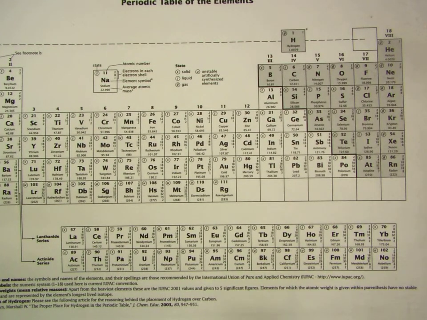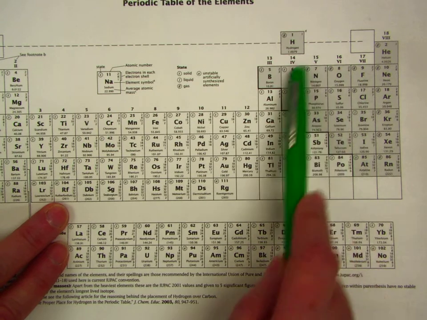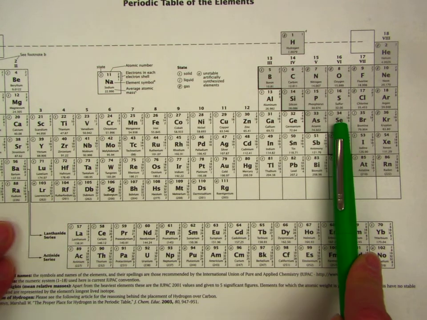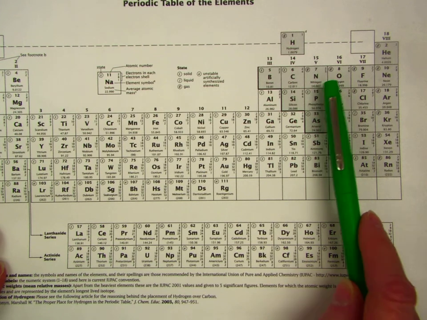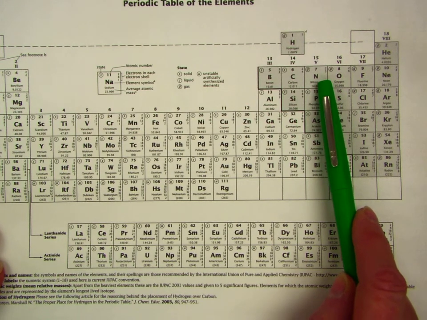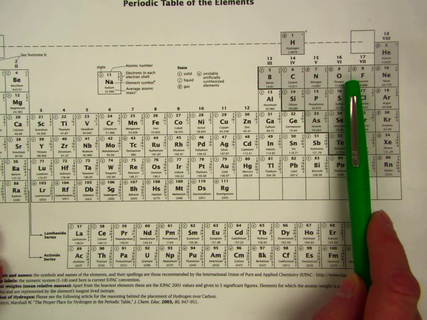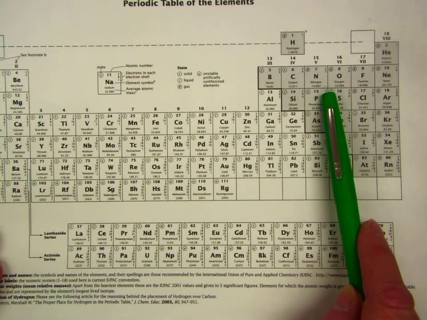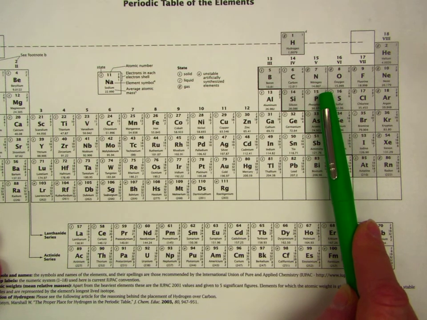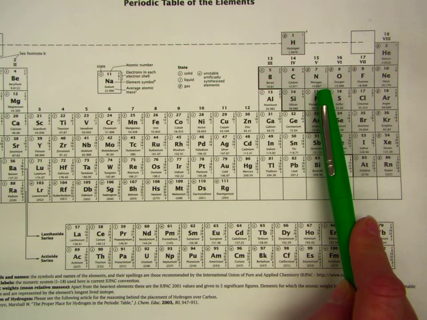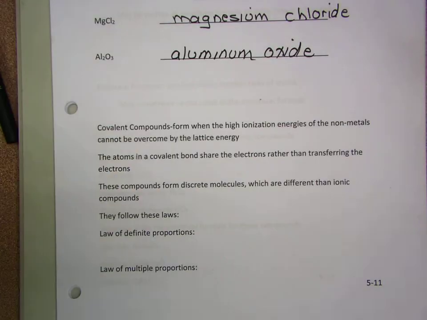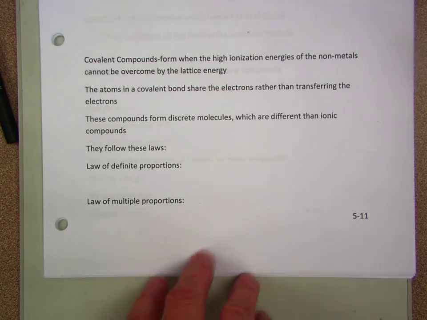So if we make a compound out of two nonmetals, the things in this area, then what would happen is, in order to make it be an ionic compound, one of the atoms would have to become a cation and one would have to become an anion. And the ionization energies would be so high to form that cation that you couldn't overcome it with the lattice energy. And so for that reason, we can't make cations and anions because there has to be a net lowering of the potential energy. So we make discrete molecules.